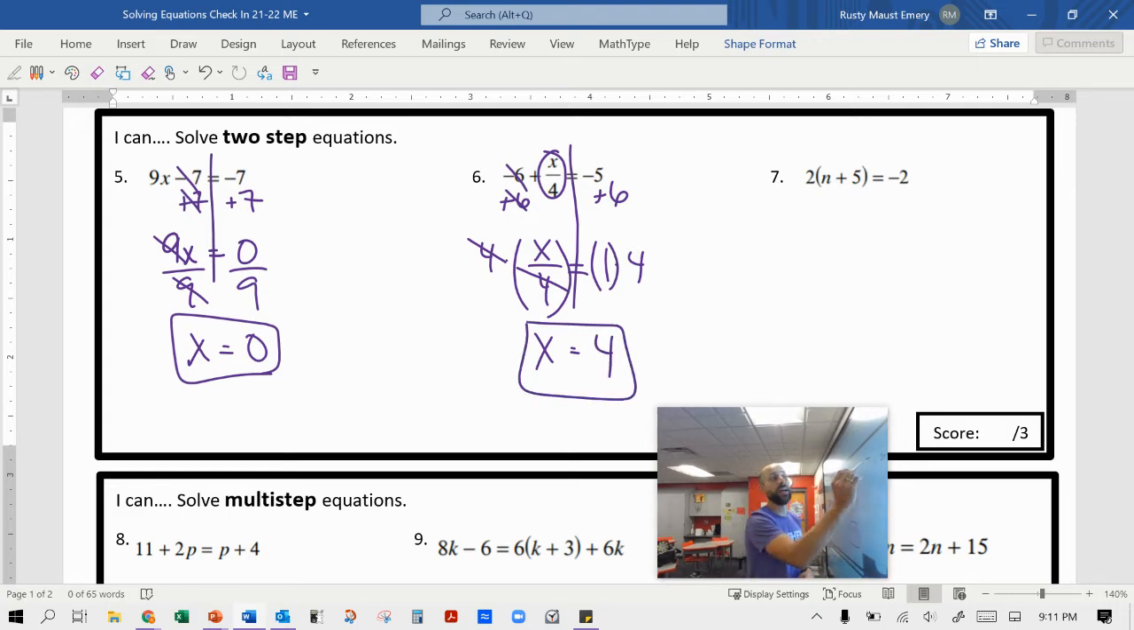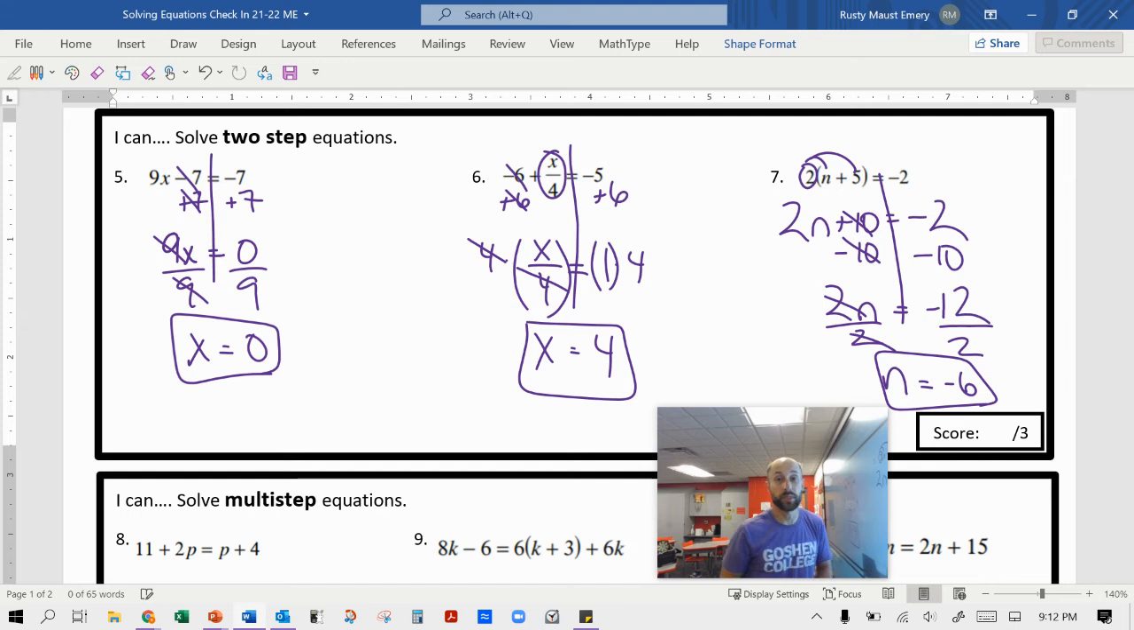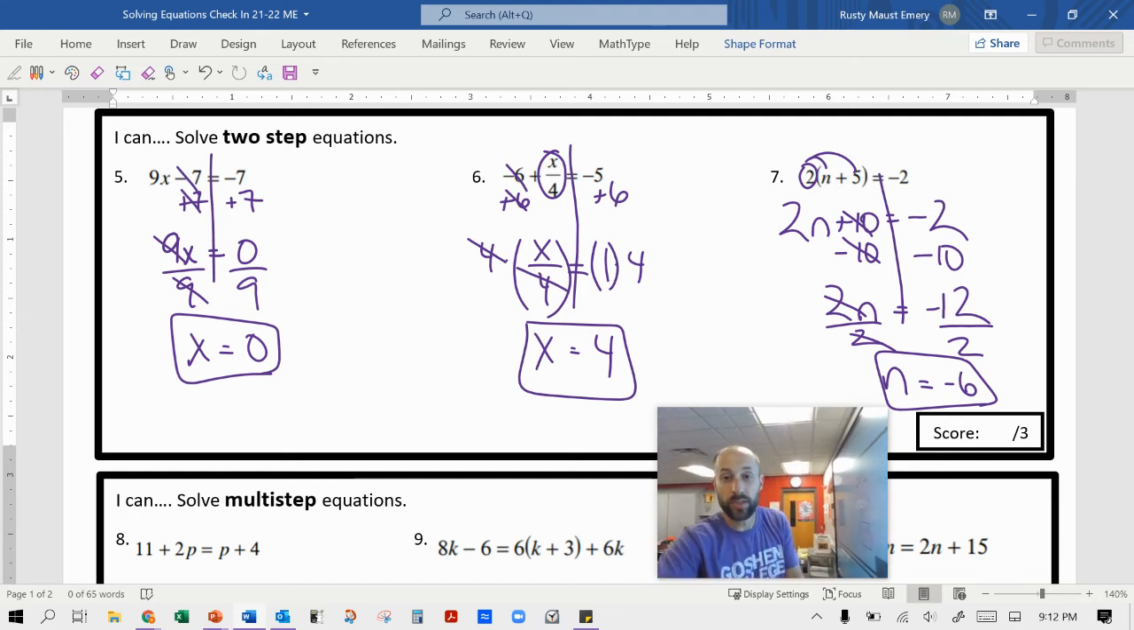And then number 7, first parentheses. So we want to distribute that 2 to get 2n plus 10. And then at this point, we have 2 steps, right? So we are subtracting 10 on both sides, and then dividing by 2. At any point, if you need to pause the video to write down your work, fix your mistakes, get those corrected, please do so. Go back and do that if you need to.